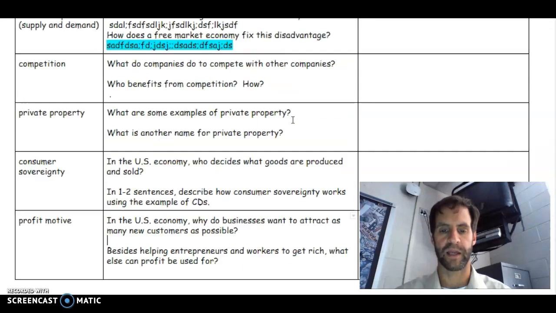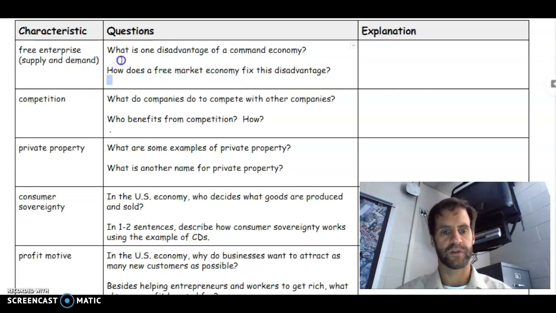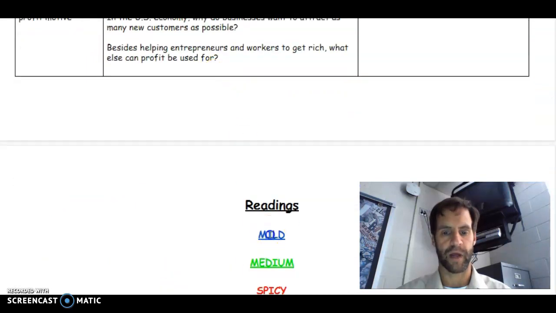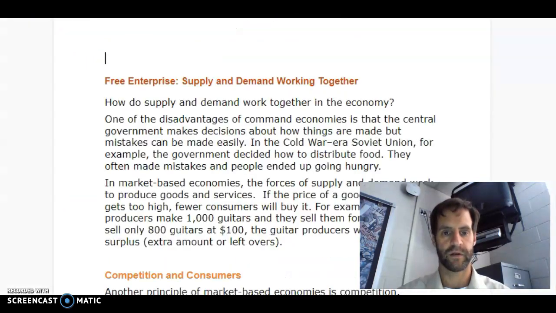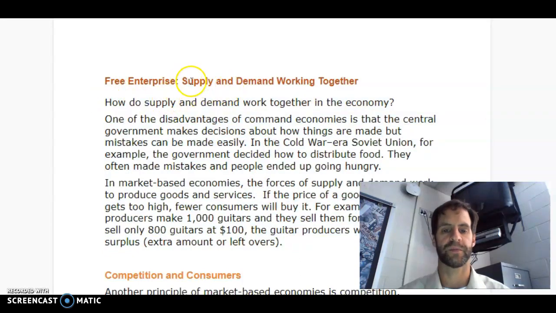I'm going to go back up and look at free enterprise as the first. Free enterprise. So how do we find out what it is? You go to your reading. I'm going to click on mild right here, and there's the reading. So the readings are pretty short, 2-3 paragraphs maximum. Free enterprise, supply and demand working together. How do supply and demand work together in the economy? One of the disadvantages of command economies is that the central government makes decisions about how things are made, but mistakes can be made easily.